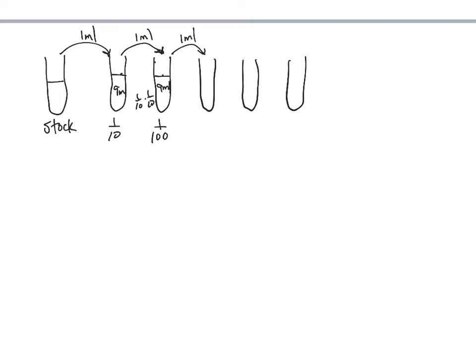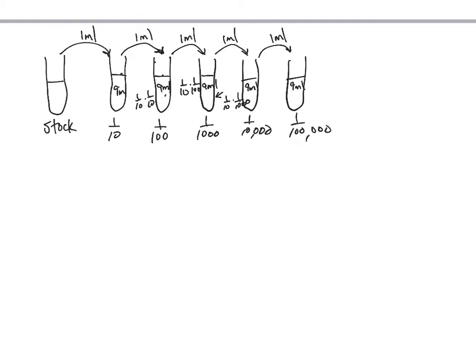If we make another 1 to 10 dilution, we're making a 1 to 10 dilution of what's in this tube, a 1 to 100. So this is going to be a 1 to 1,000. Hopefully you're getting the idea here. We're making a 1 to 10 of this tube, that's a 1 to 1,000, so 1 to 10 times 1 to 1,000 is 1 to 10,000. And one more time, a 1 to 10 of a 1 to 10,000. This is going to be a 1 to 100,000 dilution.